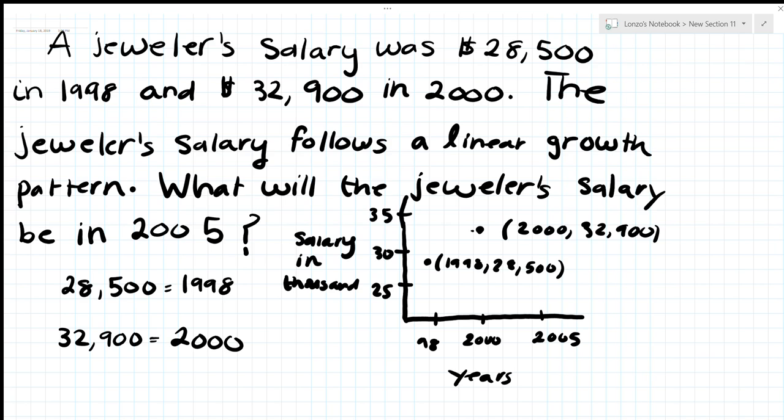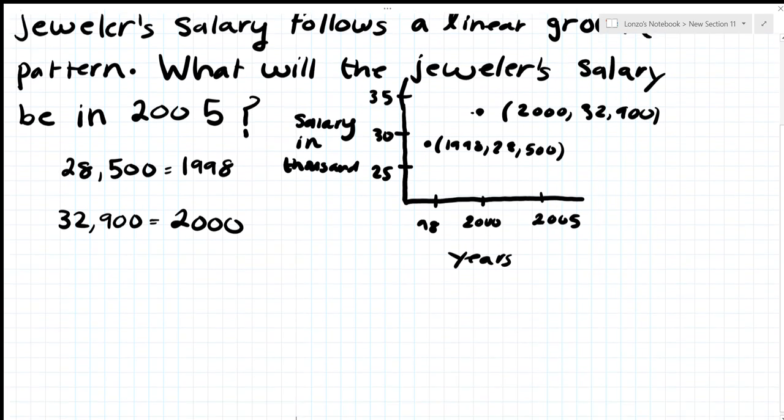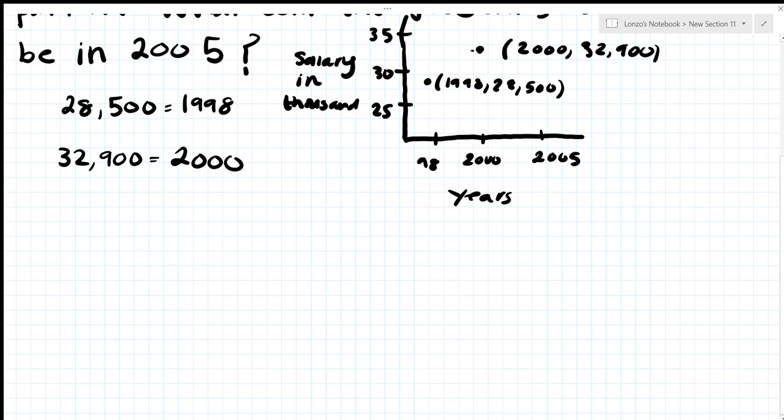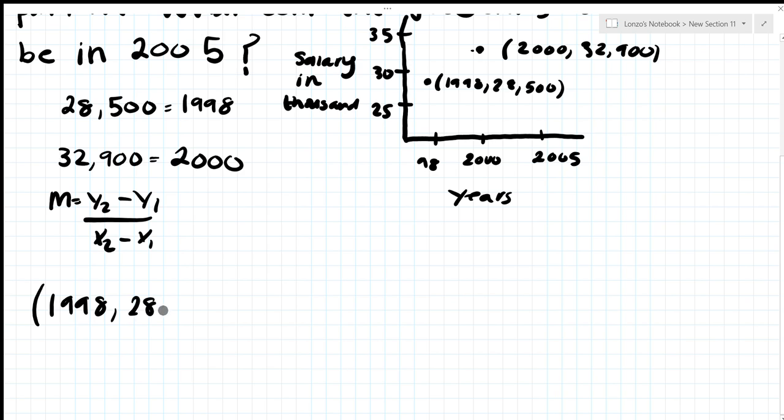So now we just got to find the slope of this graph. How do we find the slope of that? You find m, right? So m is pretty much y2 minus y1 over x2 minus x1. Let me write my two points. So it should be 1998, 28,500, and this should be 2000, and then this should be 32,900.